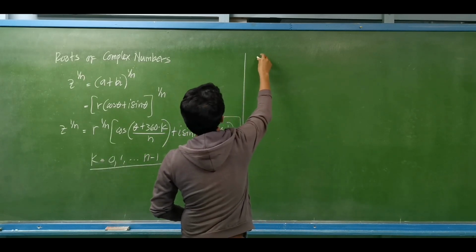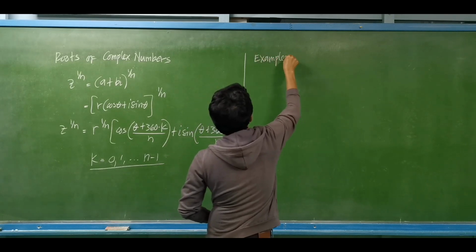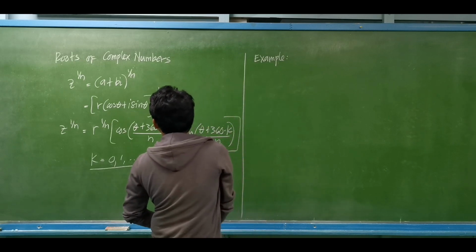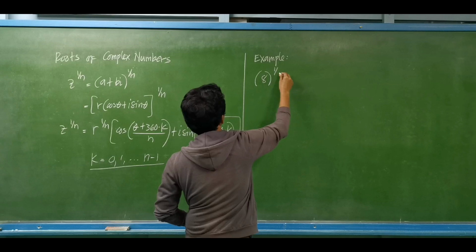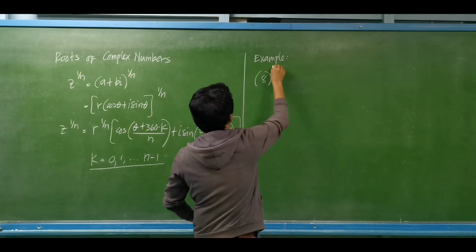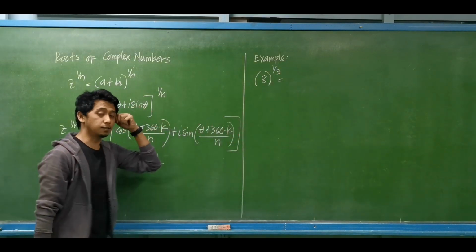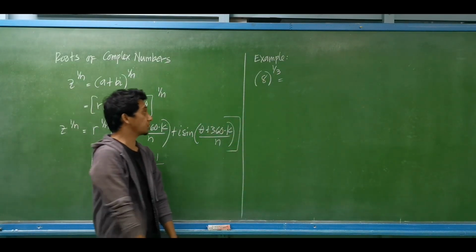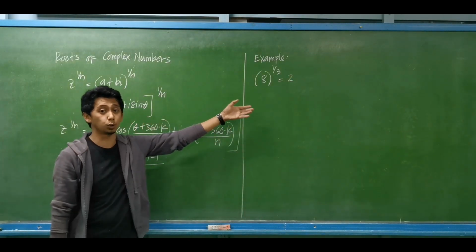For example, we are to determine the cube root of 8. So what is the cube root of 8? We may directly answer that the cube root of 8 is positive 2. That is the real root.